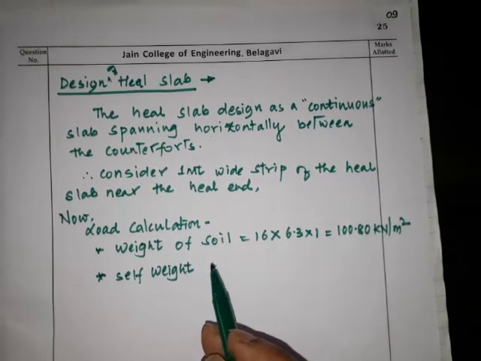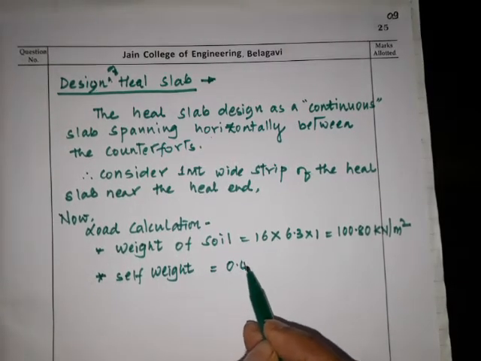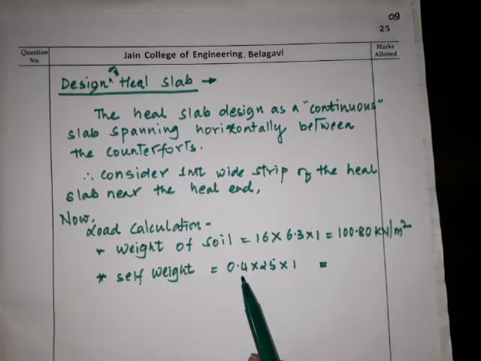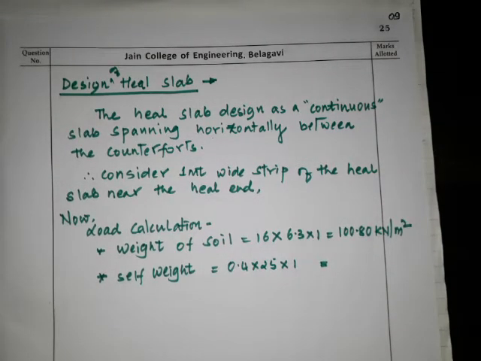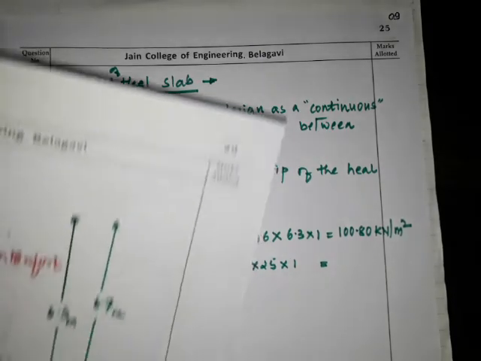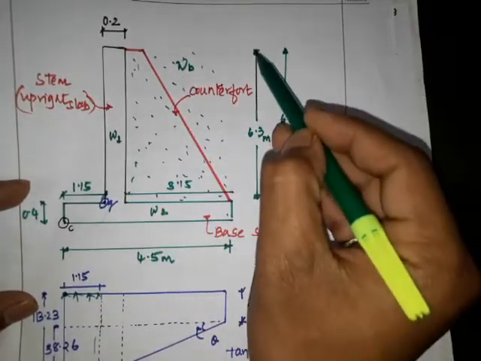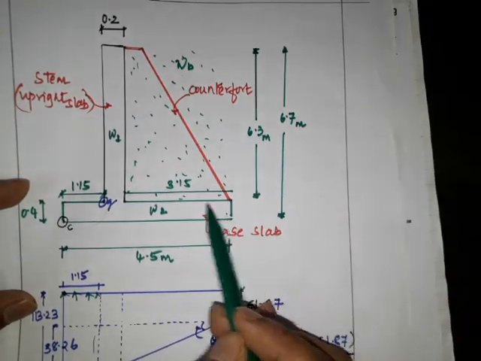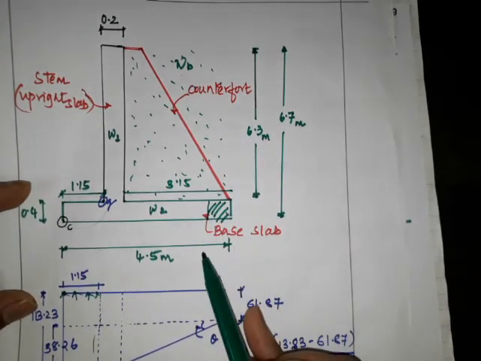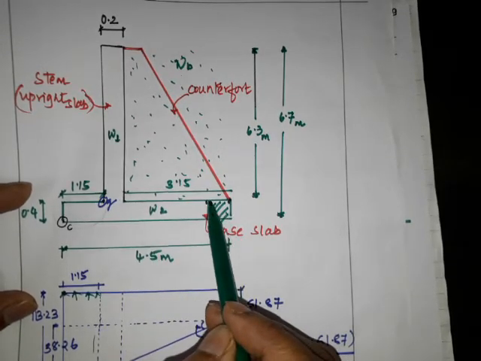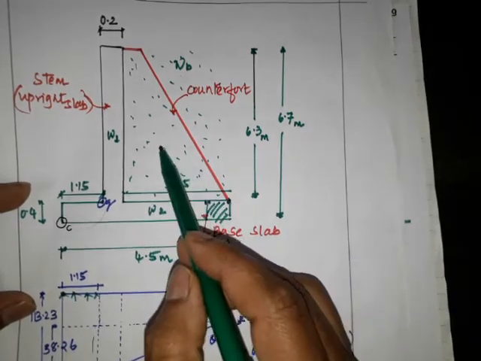Self weight. Okay. So self weight is 0.4 is thickness, 25 is the density, again 1 meter wide strip. 0.4 is the thickness of the heel slab. Okay. So if I want to show you here, now I can show it here clearly. Yes. So here the density of soil we have considered already. So this is for 6.3 meter, 6.3 into per meter strip, because we have considered 1 meter wide strip at the heel end. So 1 meter, we cannot consider 3.15. We have considered 1 meter wide strip, so 1 meter. 6.3 into 1 into density of soil is 16.